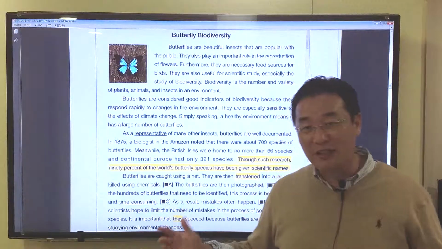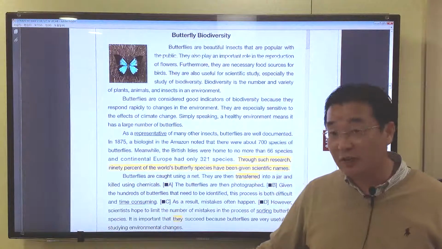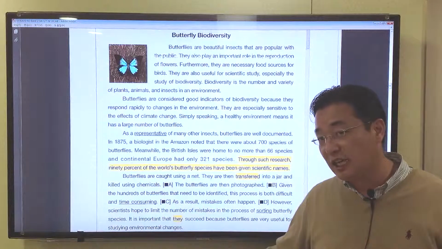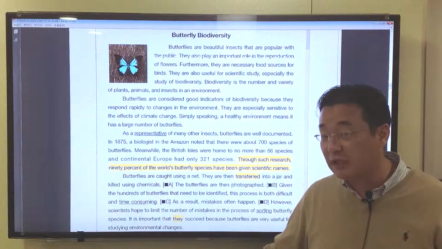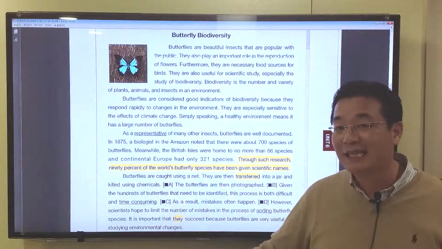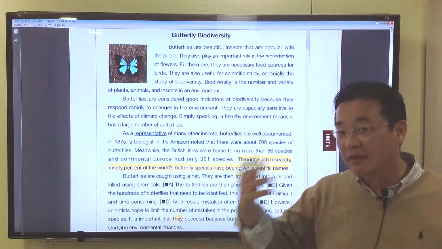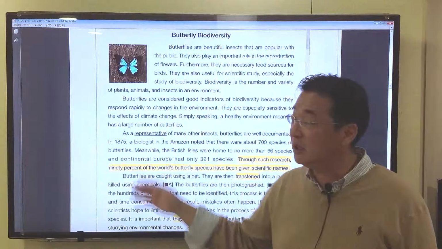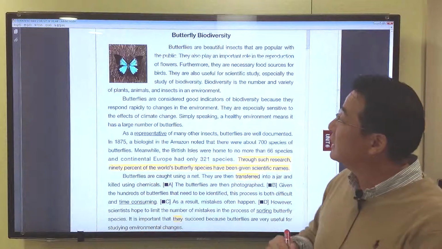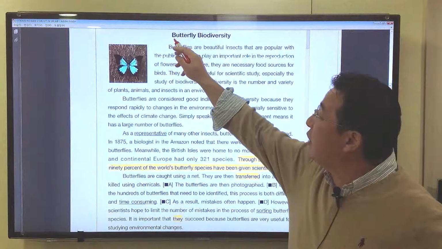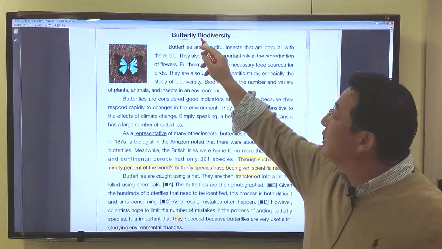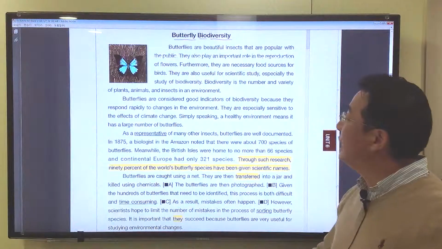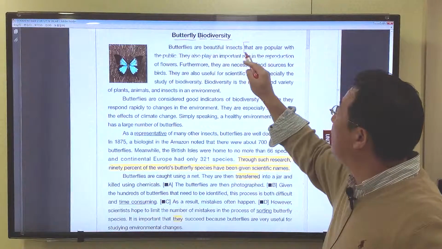How about the passage? The passage is about butterflies, everything but butterflies. So let's get into the passage and let's find out more about butterflies in terms of the passage's contents. At the same time, get yourself practice and familiar with the English written style and structure of this passage. So as I told you, butterfly biodiversity, 나비의 생물학적 다양성입니다. 그죠? So butterflies are beautiful insects that are popular with the public.